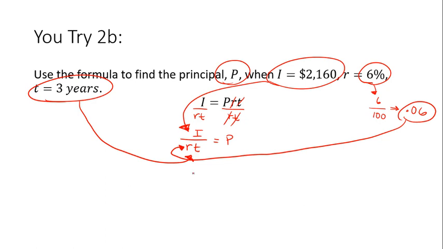Okay, now I'm ready to plug in all my numbers. So I have $2,160 over R, which is 0.06, times T, which is 3 years. That's going to give us our principal value. So I can plug that into my calculator, and I will get $1,200, or excuse me, $12,000. So our principal is $12,000.